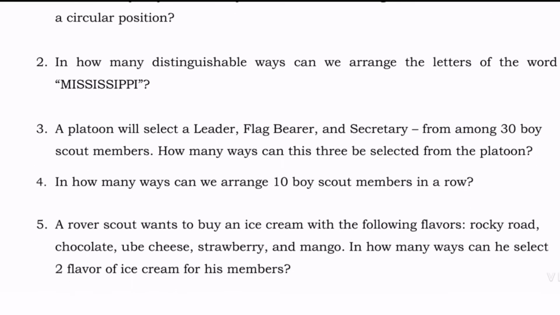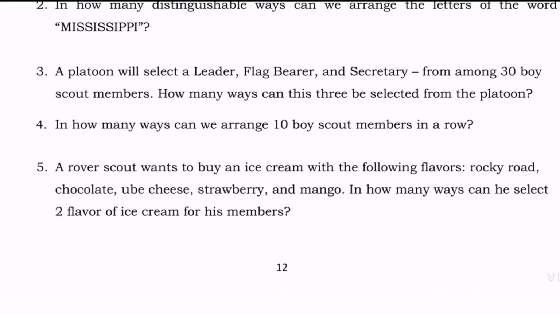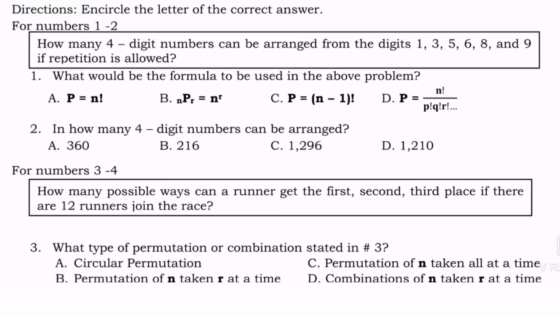Number 5. A Rover Scout wants to buy an ice cream with the following flavors: Rocky Road, chocolate, ube cheese, strawberry, and mango. In how many ways can he select 2 flavors of ice cream for his members? The answer is 10. Encircle the letter of the correct answer for numbers 1 and 2. How many 4-digit numbers can be arranged from the digits 1, 3, 5, 6, 8, and 9 if repetition is allowed? Number 1. What would be the formula to be used in the above problem?